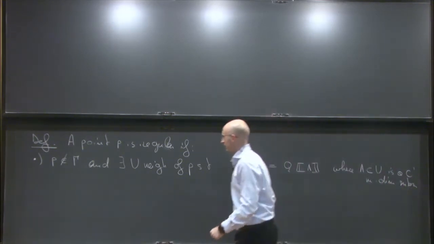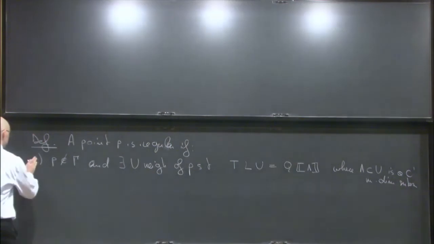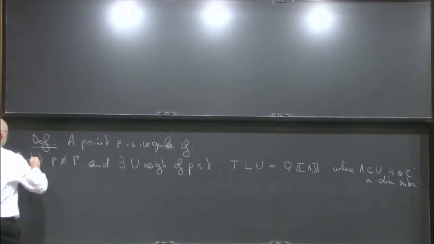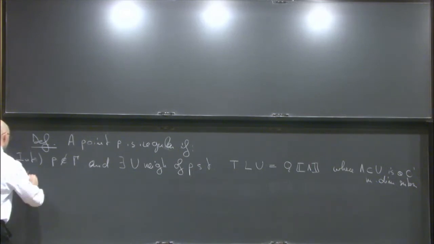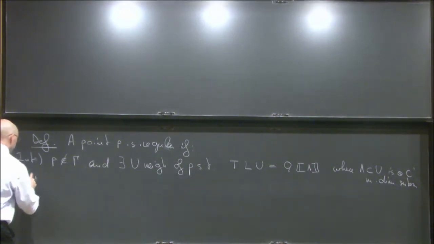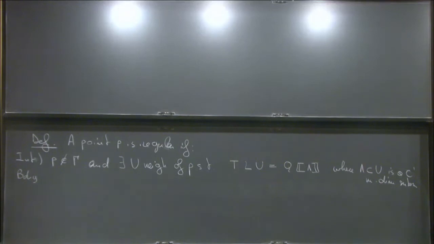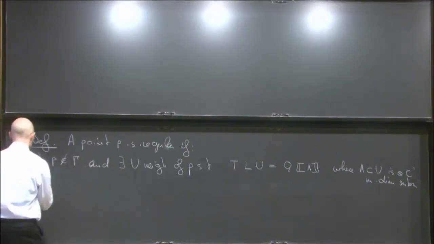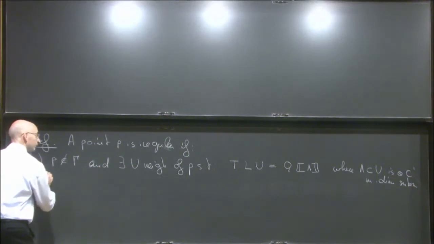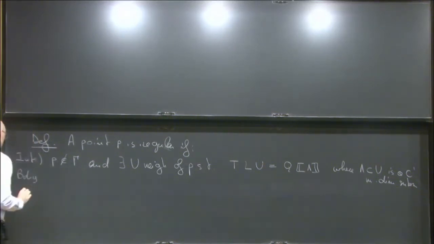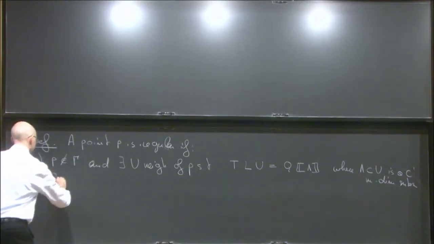Okay, so that's an interior regular point. Let me just call it interior. And now let me consider a boundary regular point. So now there are actually going to be two types of boundary regular points. The first one, which is the easiest to discuss, let me call it the boundary regular point, the one-sided situation.